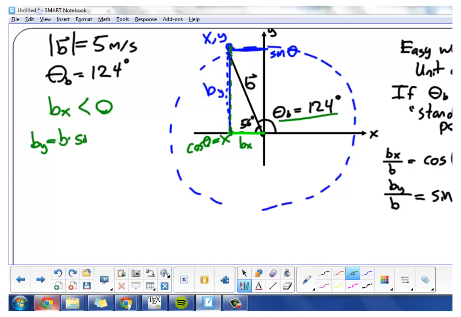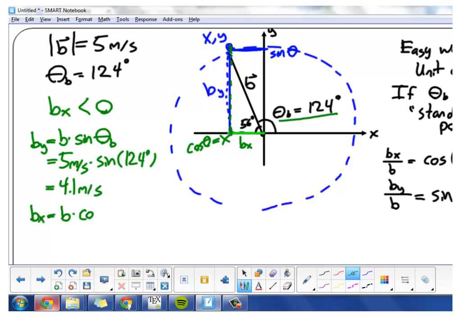So we go ahead and plug in our values. By is equal to B times sine theta, and we find 4.1 meters per second. Bx is equal to B times cosine of theta, and we find negative 2.8 meters per second.